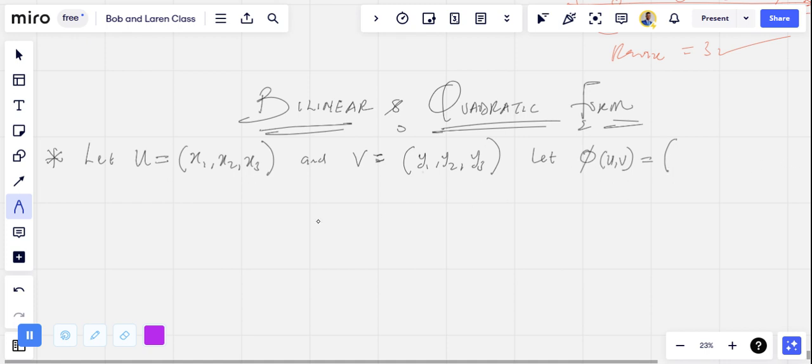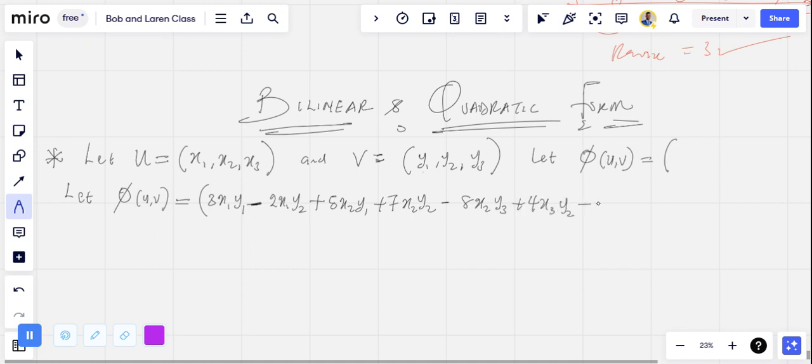So let this linear map of u and v be equal to, check it out, 3x1y1, sorry, that's minus 2x1y2, plus 5x2y1, plus 7x2y2, minus 8x2y3, plus 4x3y2, minus x3y3.